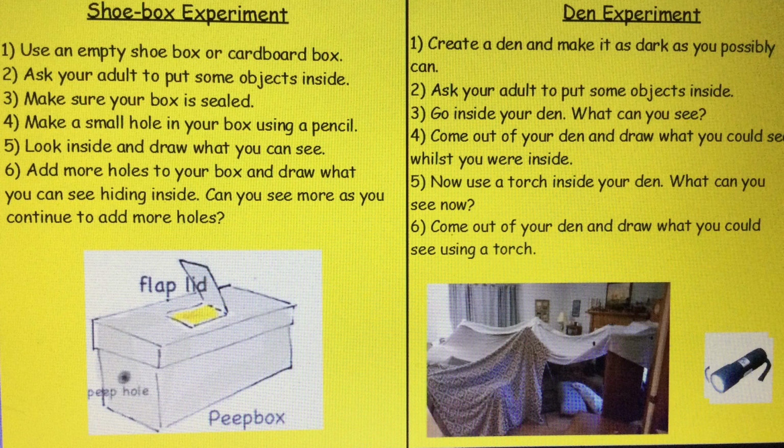Now you need to use a torch inside your den. You can use a handheld torch, or if you've got a phone or an adult's phone with a torch on that you can use. What can you see now? When you come back out of your den, you need to draw what you could see inside using a torch. It's really important for you to record your findings as drawings today, whether you choose to do the shoebox experiment or the den experiment or both.